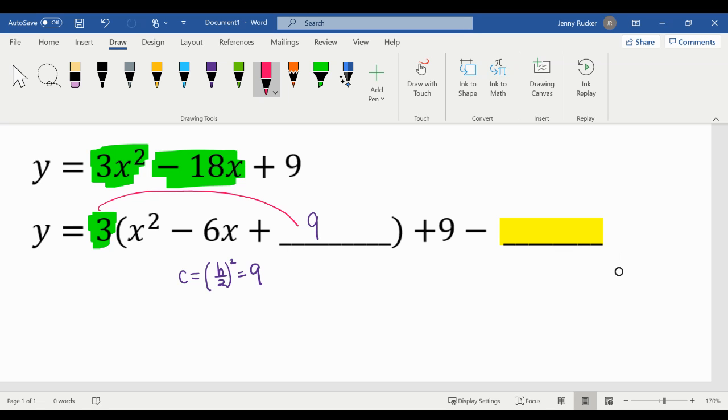So when I added in this 9, that's just for one of the squares. I've really added in 27 for all 3. So that means I have to subtract 27 because I have to use the distributive property with this 3 to this 9. And in order to maintain equivalence with the equation we started with, we have to subtract the 3 times the 9 value.